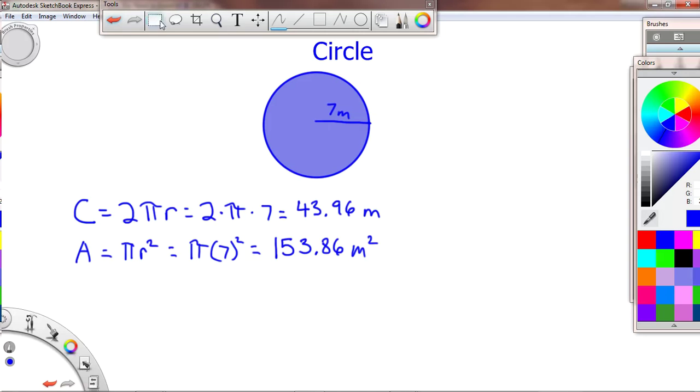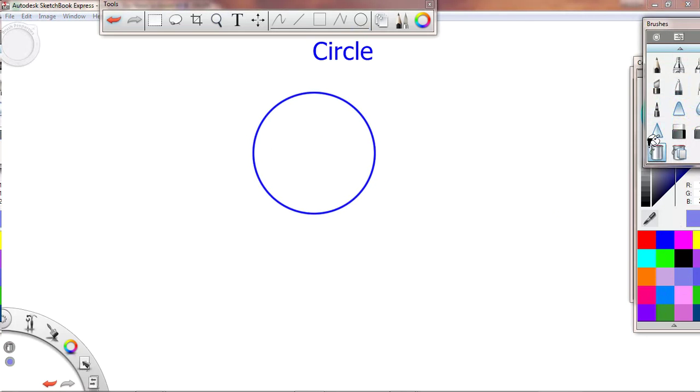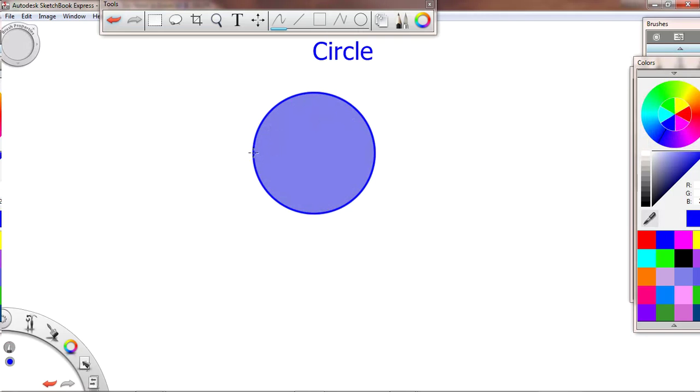Okay, one more example for circles, and then we'll wrap up this whole thing. Here's my circle. And now we're going to say that the diameter here, I know that's not a perfect diameter, but we're going to say that the diameter is 10 centimeters. Why not? Okay. Now I need to find the circumference.